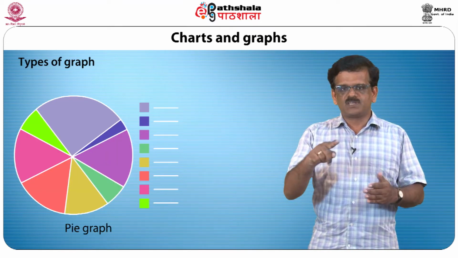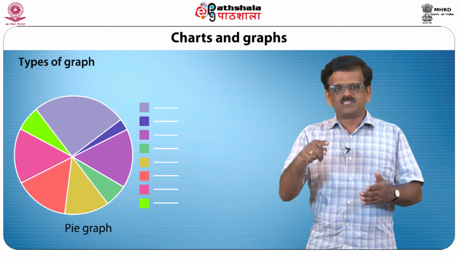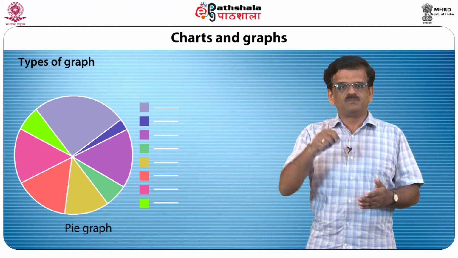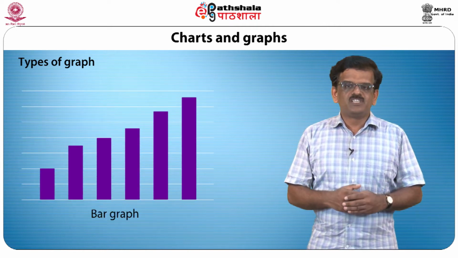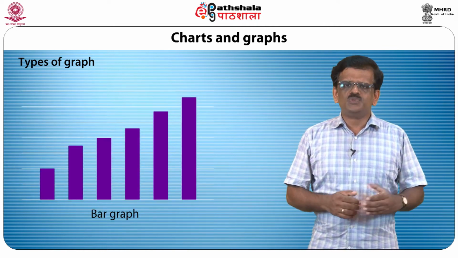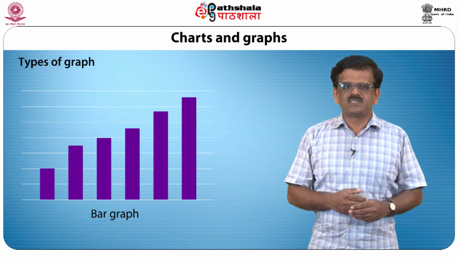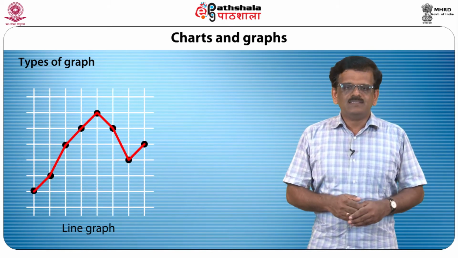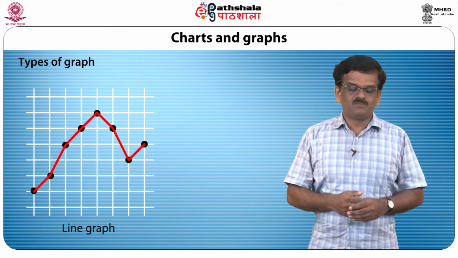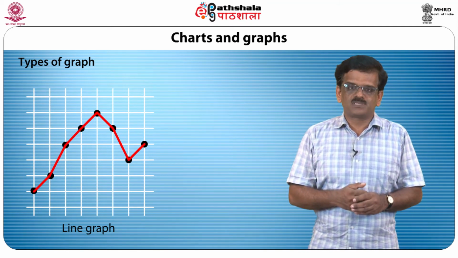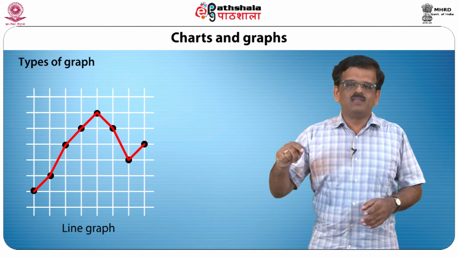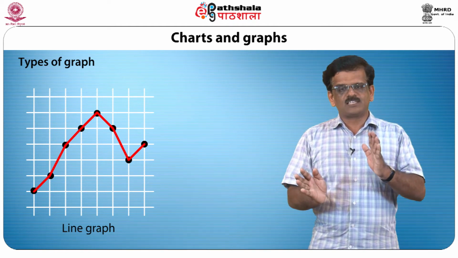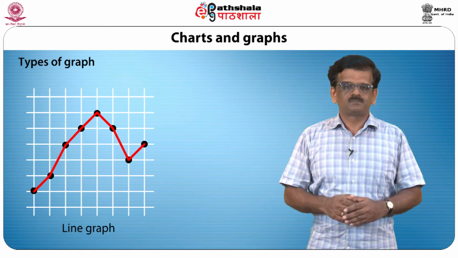In the pie graph, a circle is divided into different segments, with each portion representing a part or percentage of the whole. The second one is the bar graph. It is a very easy to read and easy to understand type of graph which shows data in vertical bars. Another type is the line graph, which is a more complex one, where a simple line shows the trend and the relationship between two different aspects or two different phenomena.